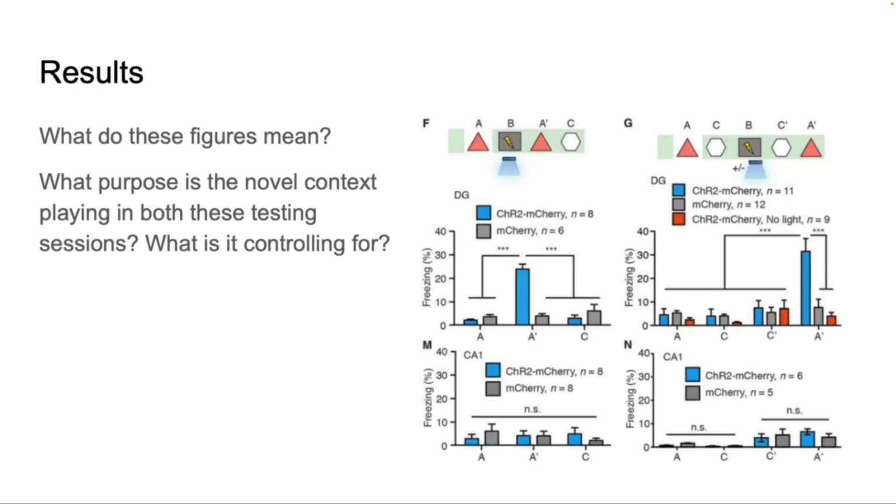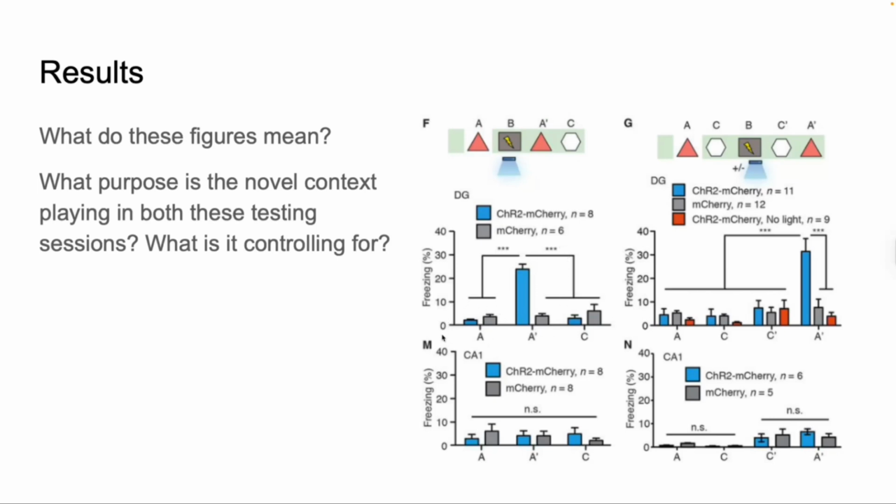Yeah, so they are going to, yes, exactly. They're going to start with exploring the safe environment in context A, and then they're going to be exposed to the foot shock while activating the neurons with light. And then they're going to put them back in context A, and then in a new context, context C, to measure their freezing levels, right?